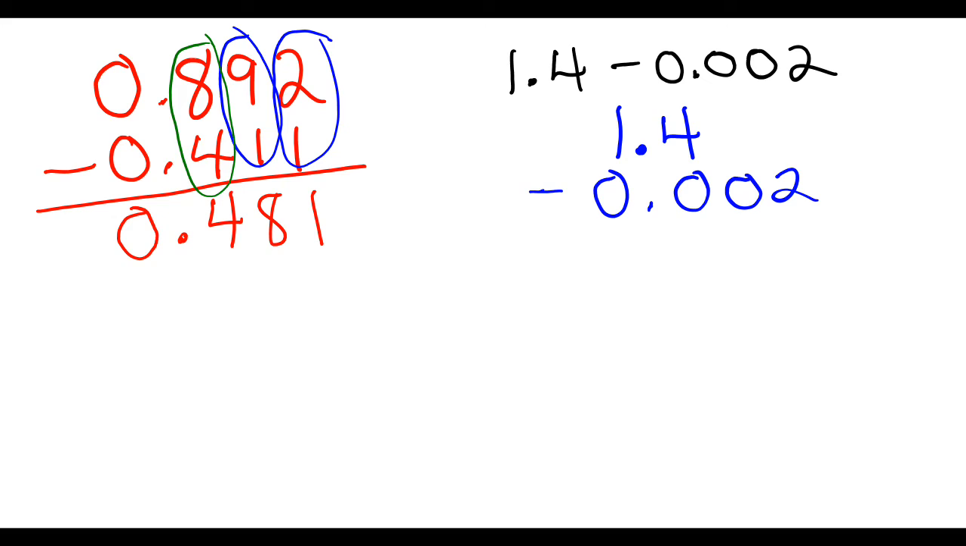So this looks weird. I need to add some placeholders. We know that 1.4 is the same as 1.400. That's not a problem. And now we can do some regrouping.